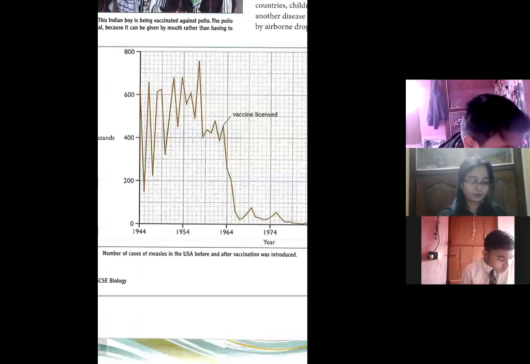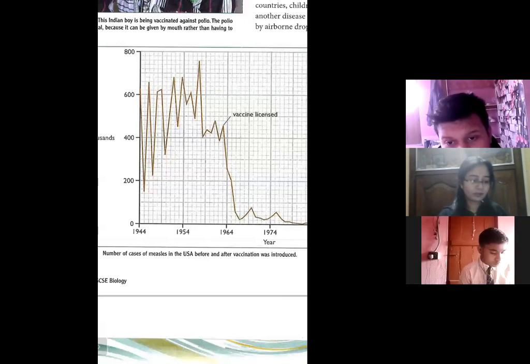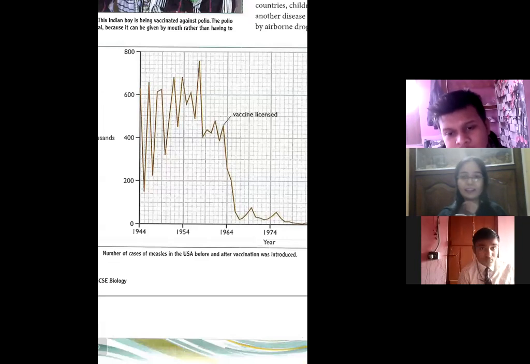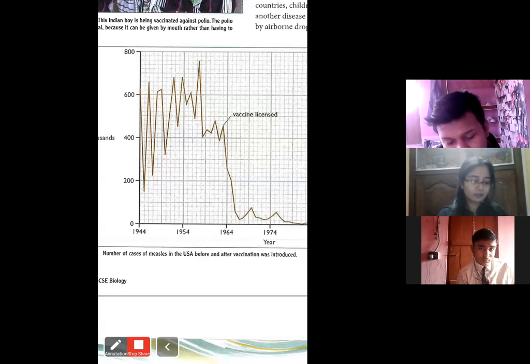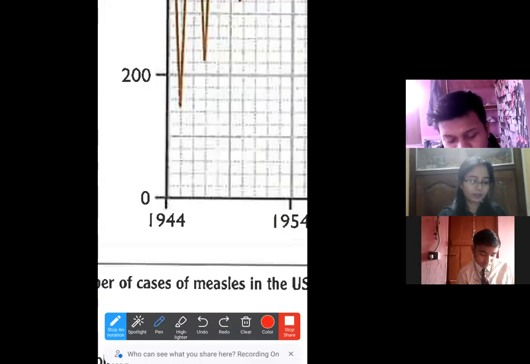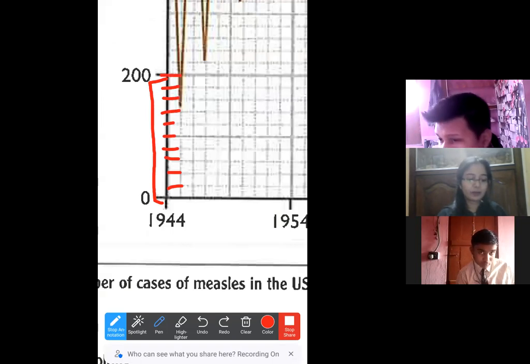First, you will have to understand that each small box indicates how many cases. Here you can see how many small boxes there are in between: 1, 2, 3, 4, 5, 6, 7, 8, 9, 10. That means 10 small boxes are there.